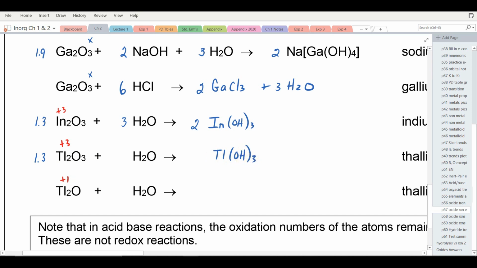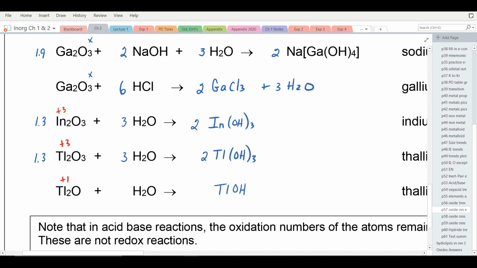Thallium 3 hydroxide. Let's balance that. 2 and 2. 6 hydrogens. Put a 3 here. 6 oxygens. Yes, that's balanced. Thallium 1 oxide will form thallium 1 hydroxide, whose formula would be written like this.